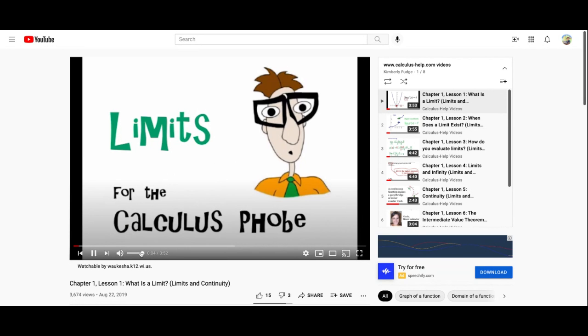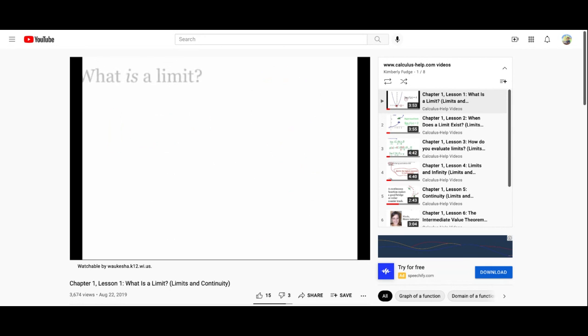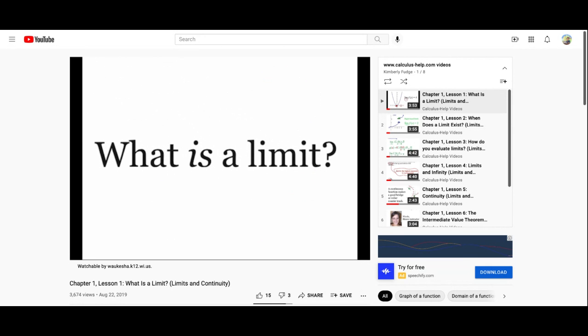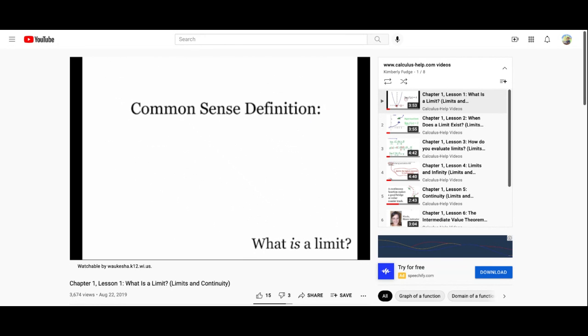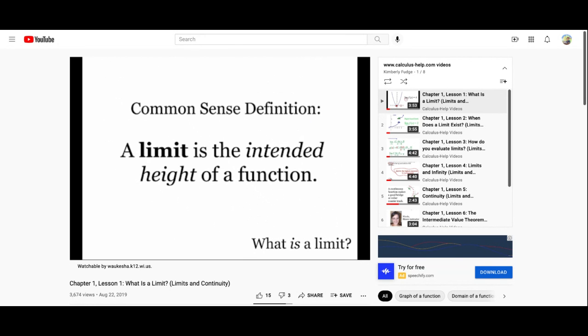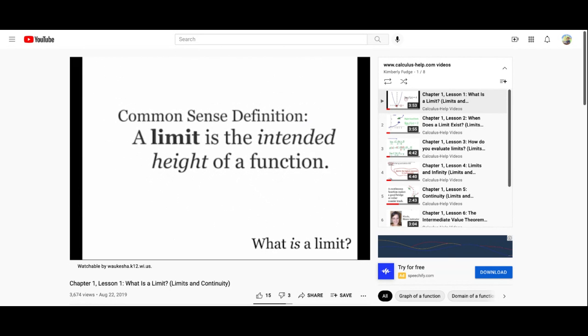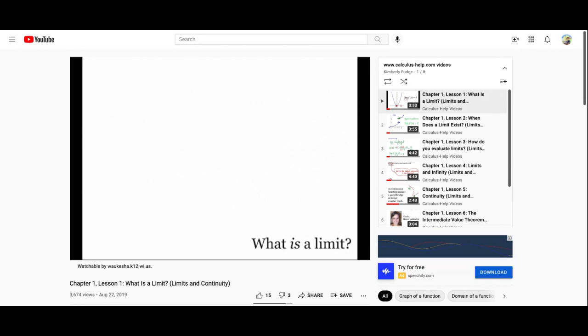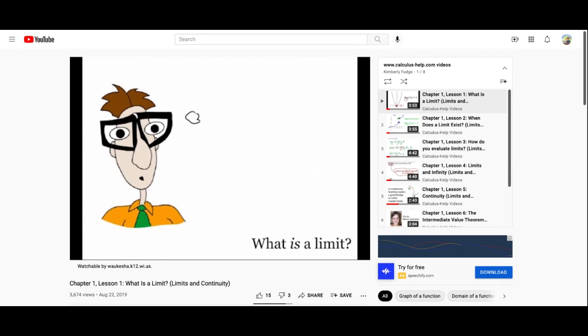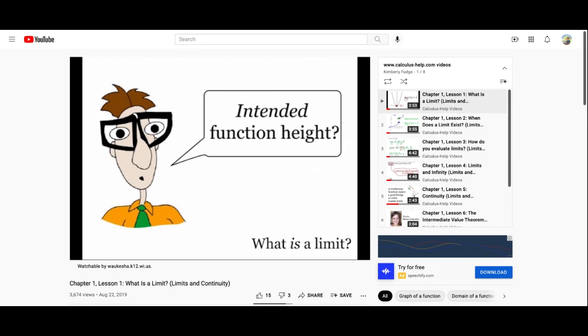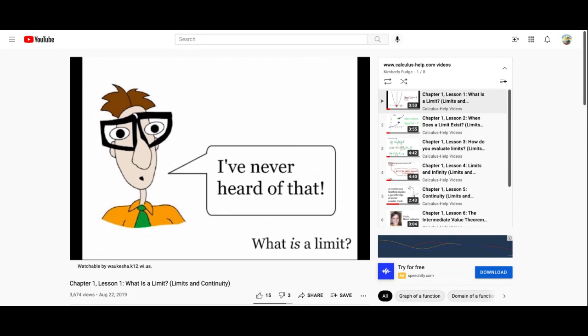Talk about limits, but the plain fact remains, most people don't understand what a limit is. So for now, we're going to focus on what is a limit. In basic terms, a limit is a height that a function intends to reach. That's pretty important, so let's say it one more time. A limit is the intended height of a function. Now, this might give you pause. You might think, how am I supposed to know what height a function intends to reach? I don't even know what my intentions are most of the time. How am I supposed to discern the intentions of a function?